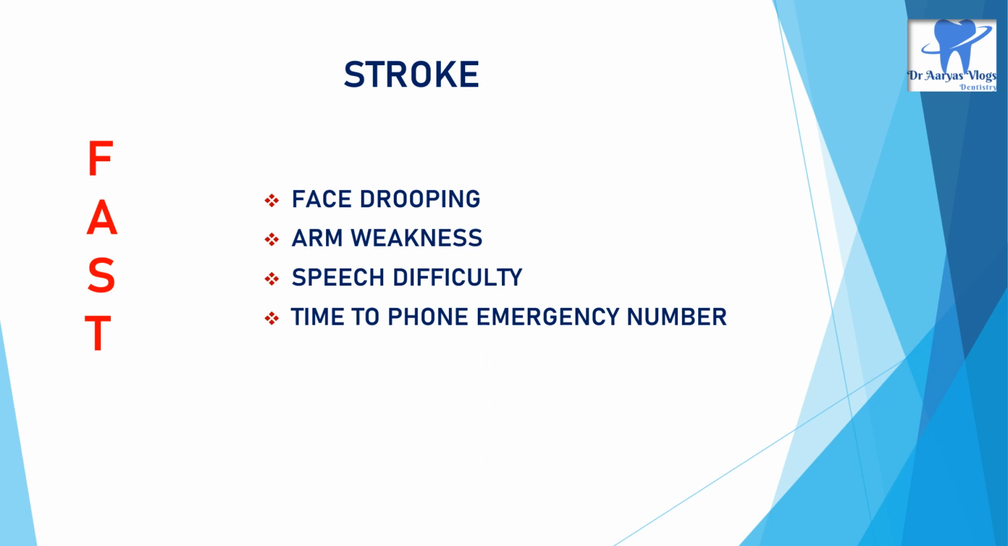Coming to stroke. Every 3 seconds, someone in the world has a stroke. Stroke occurs when blood stops flowing to a part of the brain. Warning signs of stroke. Use the FAST method to recognize and remember the warning signs of stroke. F for face drooping, A for arm weakness, S for speech difficulty, and T for time to phone the emergency number.